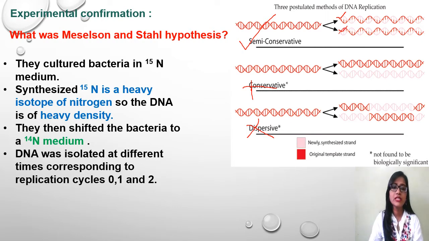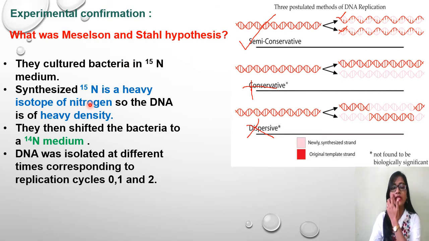So what was the Meselson and Stahl hypothesis now? They cultured bacteria. They used Escherichia coli bacteria, that is E. coli bacterial cells, in the N15 medium. So first they cultured the bacterial cells in the N15 medium. Whatever bacterial cells were grown, they were allowed to grow in the N15 medium. So the DNA of all those bacterial cells will definitely contain the N15 type of isotope. Okay, so that we have discussed in the earlier slide.